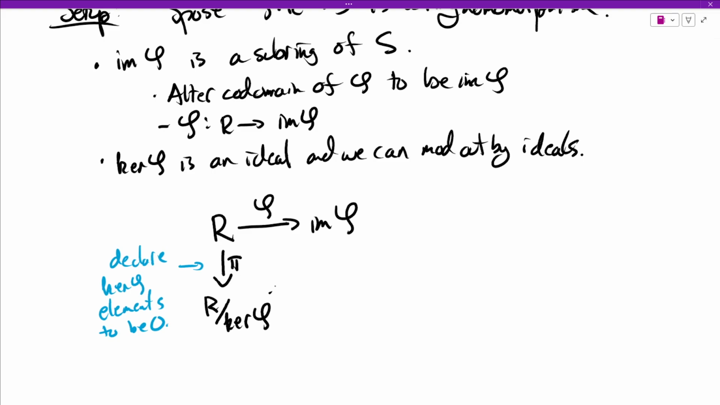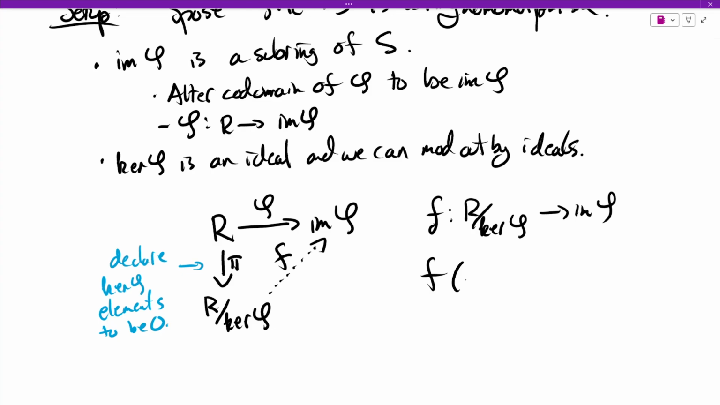We're going to define a map f from R mod the kernel to the image. And so f is going to be a map that takes us from R mod the kernel to the image. And f is going to send r plus kernel phi to phi of r. So it's really just do phi after declaring the things that phi sends to 0 to be 0.